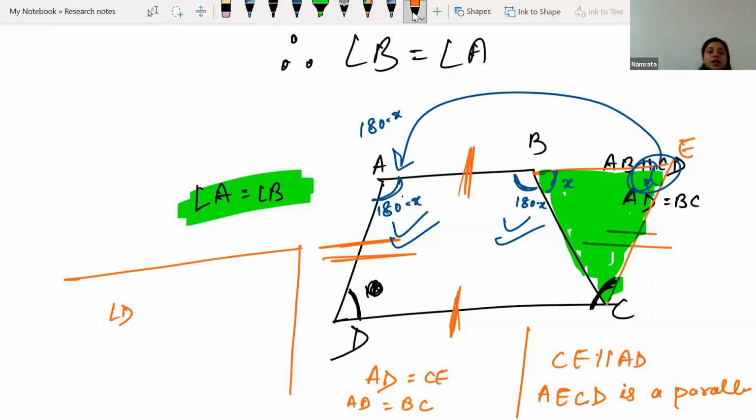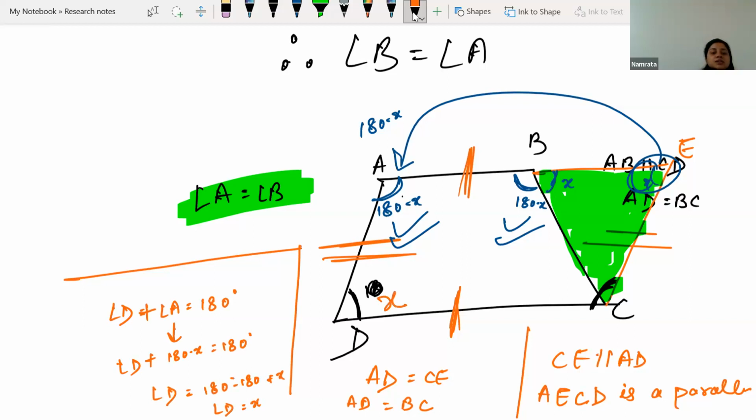So angle D, I am saying again, adjacent angles A and D have to be supplementary since it's a parallelogram. A and D will be supplementary with each other. So angle A plus angle D has to be 180 degree. If A is only 180 minus x, angle D will be 180 minus 180 plus x. So angle D will be only x. We got this as x.